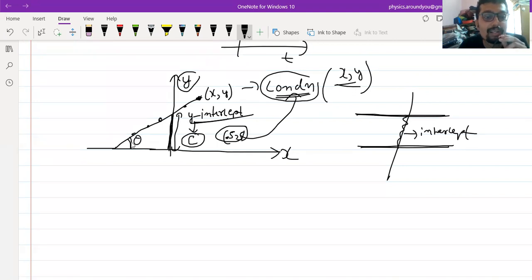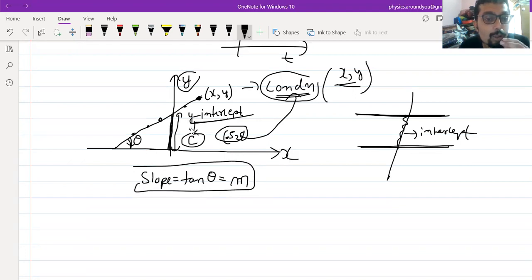Now, is this angle acute or obtuse? Acute. It is an acute angle. So, what is the slope of this line? The slope of this line is tan theta. It is also denoted by the letter m. Slope of this line is m. Y-intercept is c. You need only these two values to get the condition of the line.